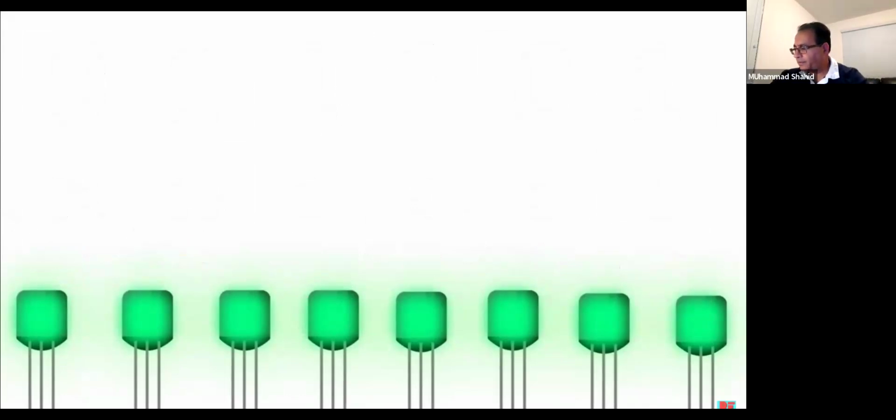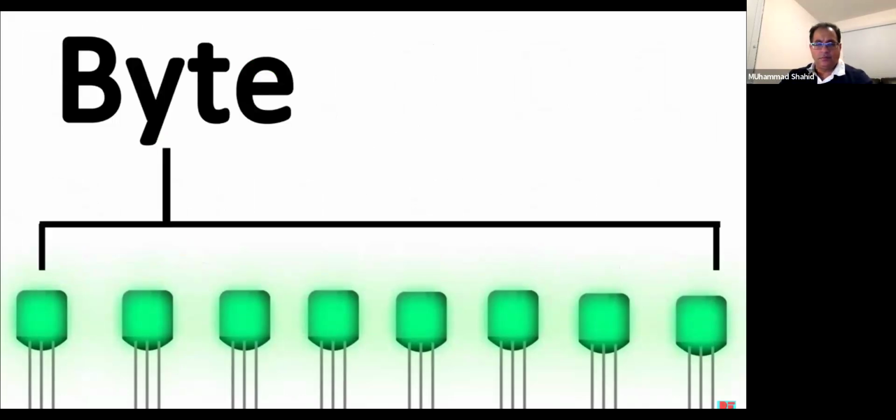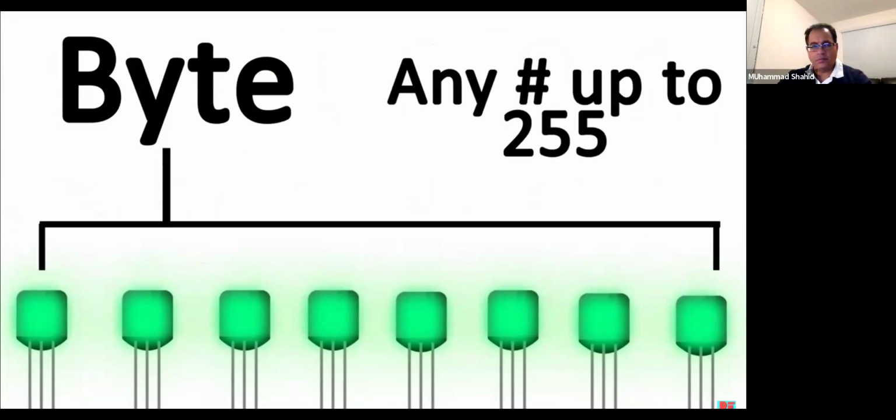Now is a good time to mention that a single transistor is what's known as a bit, which stands for binary digit. A byte is 8 of these bits in a row, which means any number between 0 and 255.